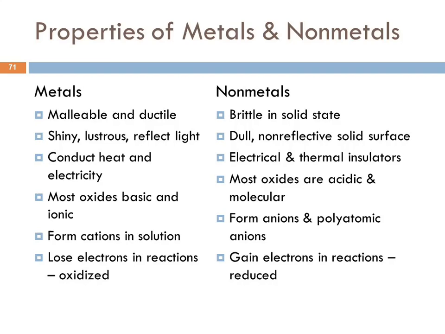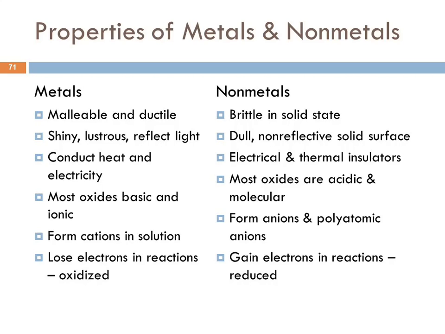We need to compare metals and nonmetals. These are their properties all kind of lined up here. And these are generalizations. Metals tend to be malleable and ductile. And what that means, malleable means that you can pound it into a sheet.